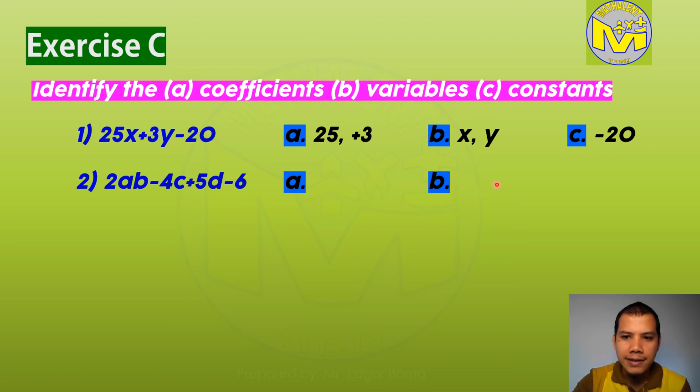All right, next, letter C. How many constants do we have here? We have only one, the minus 6.